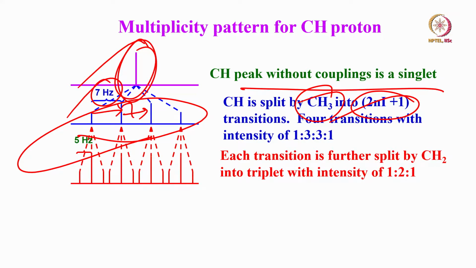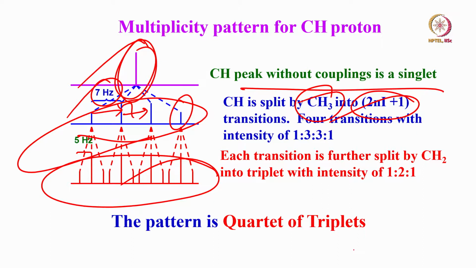Further, this is also coupled to CH2. That coupling is 5 Hertz, I said. So, each line of the quartet becomes a triplet. So, what do you call this pattern? A quartet of triplets. So, you can synthesize the spectrum of this molecule. This is what we understood. This is a typical example we saw for this molecule. You can synthesize it for the CH proton.